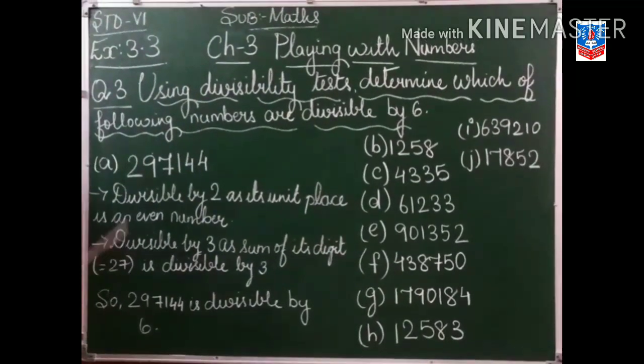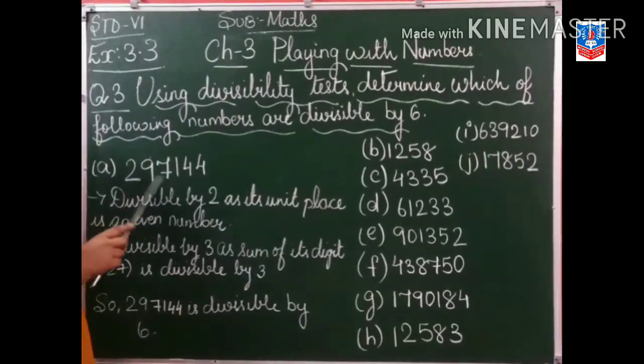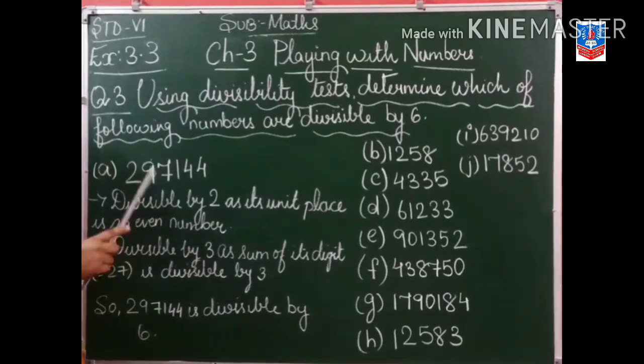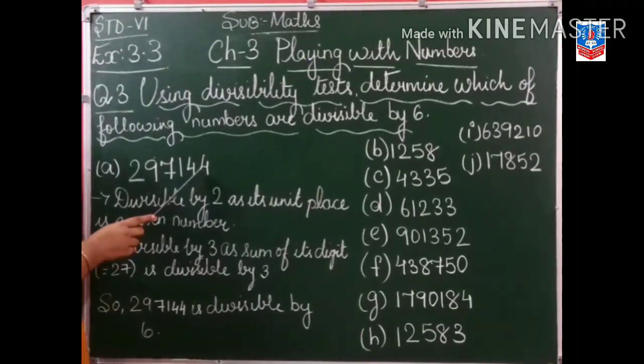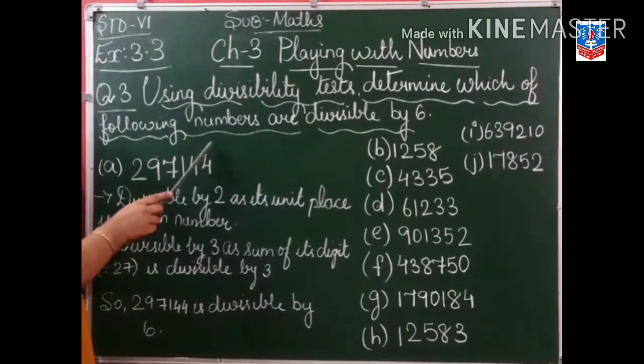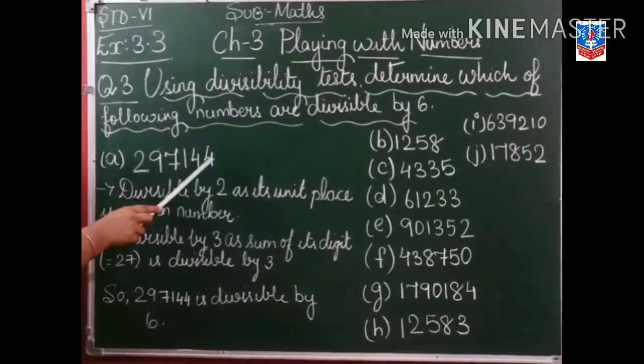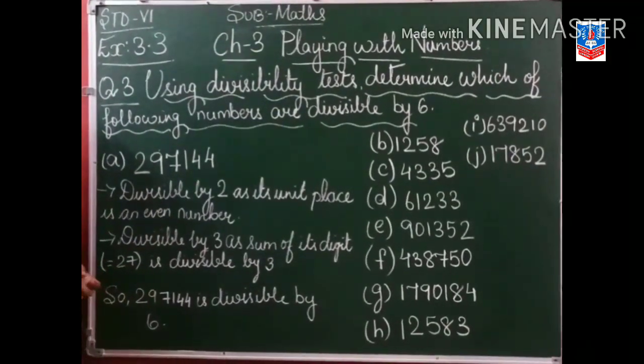So, here this number is given. We have to see if this number is divisible by 2 and 3. See, the last digit is 4. 4 is an even number. So, this number is divisible by 2.